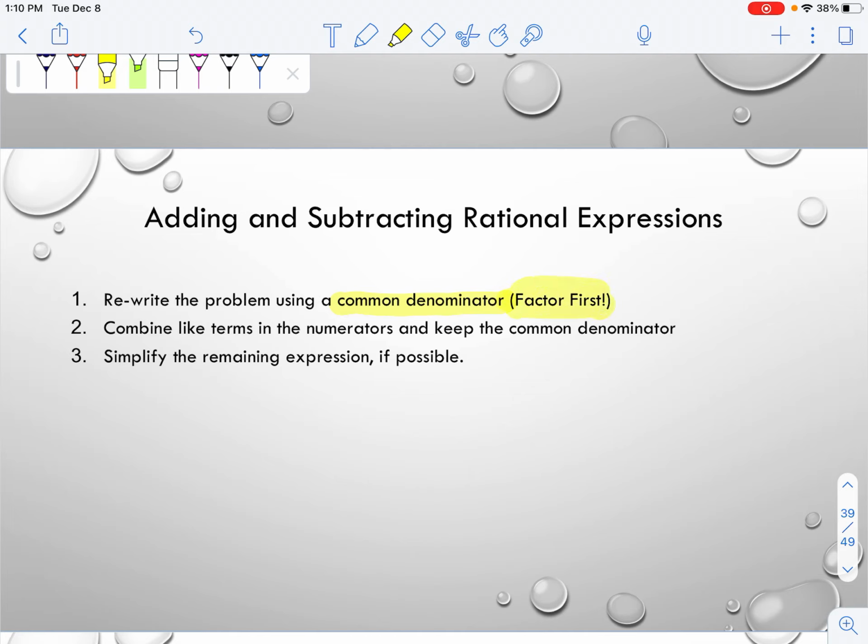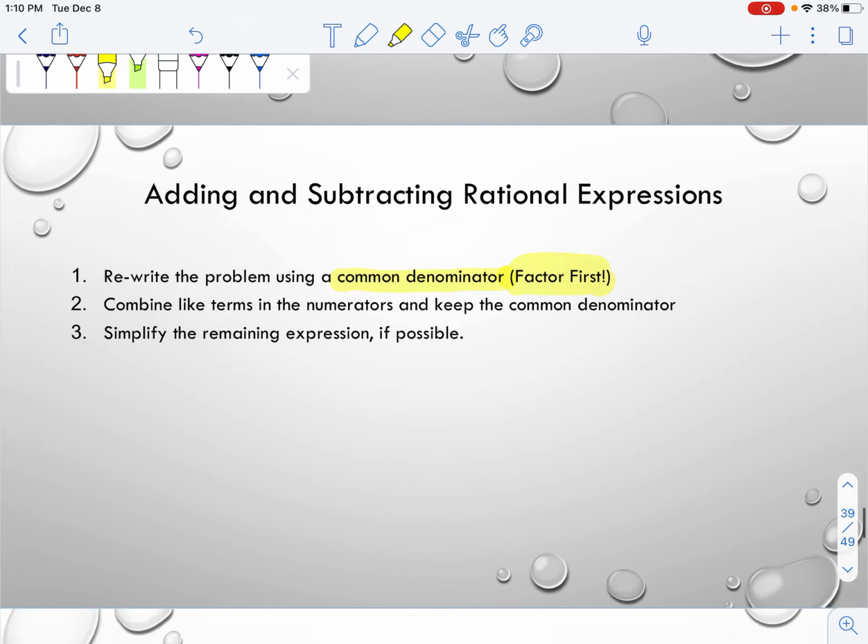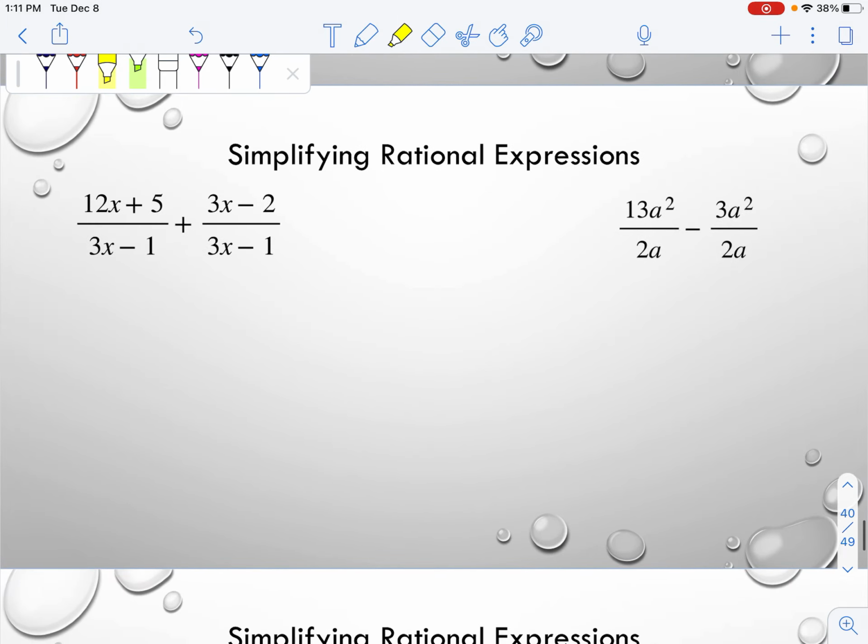Once we have common denominators, then we combine the like terms in the numerators and obviously keep the denominator the same. Lastly, simplify the remaining expression if possible. Just because we simplified it and cleaned it up doesn't mean other things are going to cancel out. Sometimes it does, sometimes it doesn't. So let's do some examples. We'll see a mixture of some that do and some that don't.